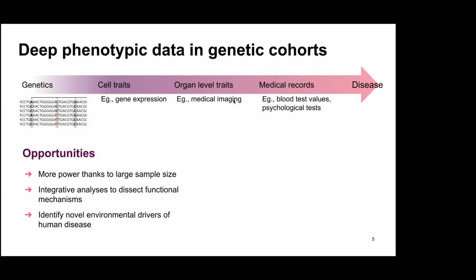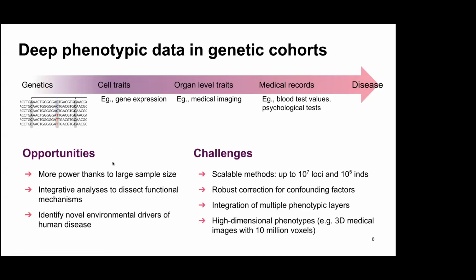Now, these rich data give us great opportunities. We have cohorts now with sample sizes in the hundreds of thousands, or almost millions of individuals. And thanks to the large sample size, we have great power. And we have all these different layers, so we can perform integrative analysis across those to really understand the intermediate biological processes underlying disease state and progression. And we can also identify, through epigenetics and the deep phenotypes that are now available, the environmental drivers of human disease. However, opportunities always come along with challenges.